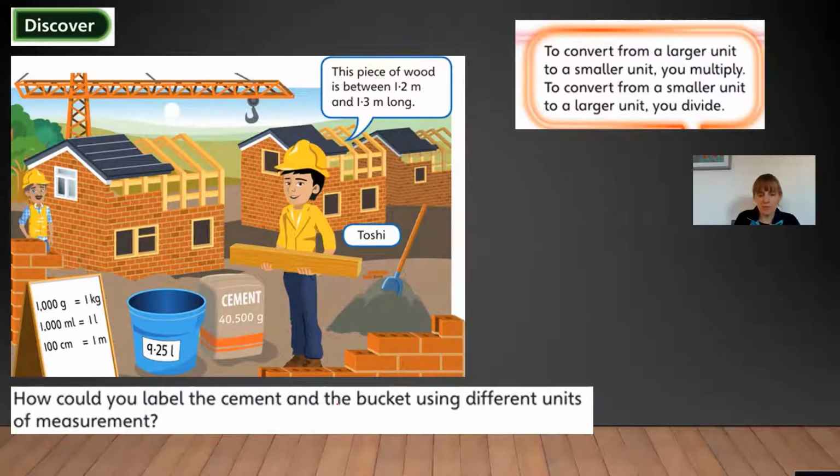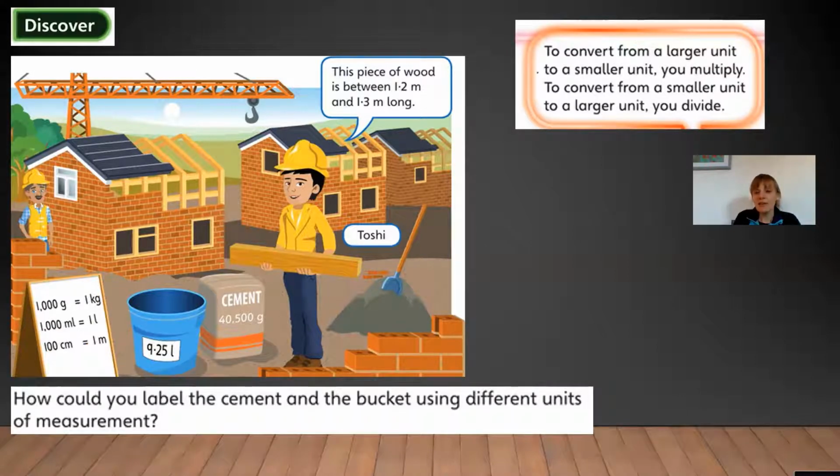Now it says for our question, how could you label the cement and bucket unit using different units of measurement? Now we can see over here on our chart that we have a reminder. So in 1 kilogram, there are 1,000 grams. 1,000 millilitres is the same as 1 litre, and 100 centimetres is the same as 1 metre.